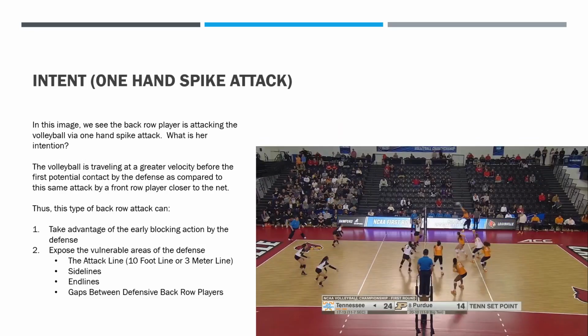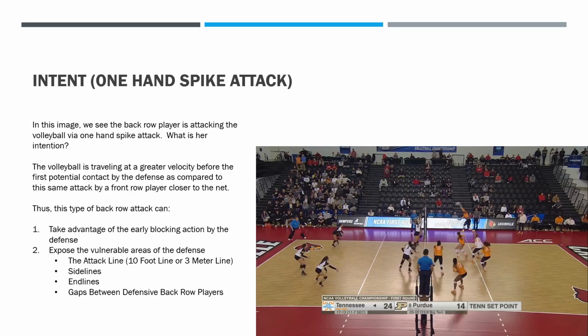In this particular image, we see the back row player is attacking the volleyball via one-hand spike attack, which is the most common type of attack in volleyball. What is her intention? Let's notice that the volleyball is traveling at a greater velocity before the first potential contact by the defense as compared to this same attack by a front row player closer to the net.